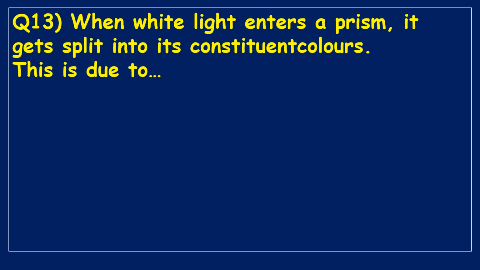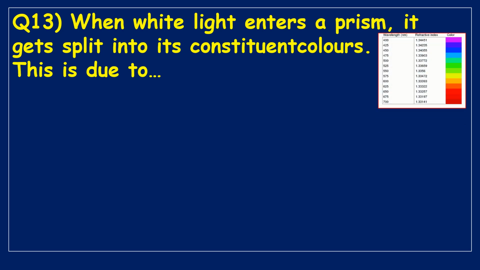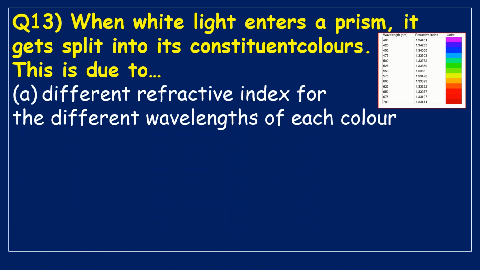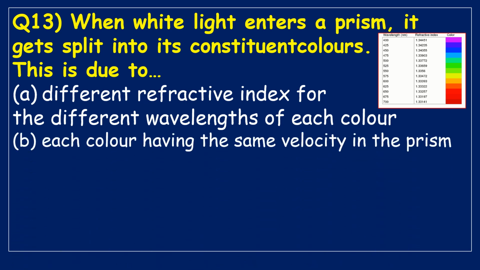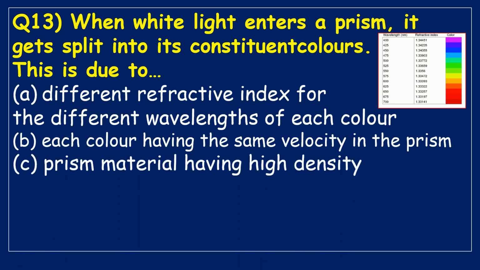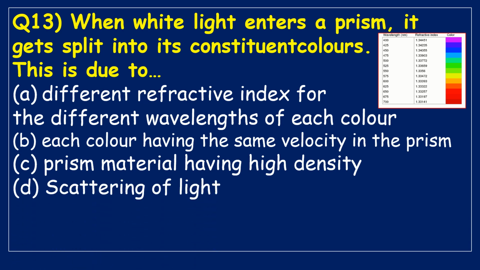Next question. When white light enters a prism, it gets split into its constituent colors. This is due to, we already discussed this question, option A, different refractive index for the different wavelengths of each color. Option B, each color having the same velocity in the prism. Option C, prism material having high density. Option D, scattering of light.